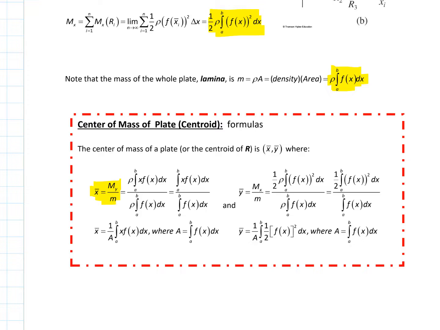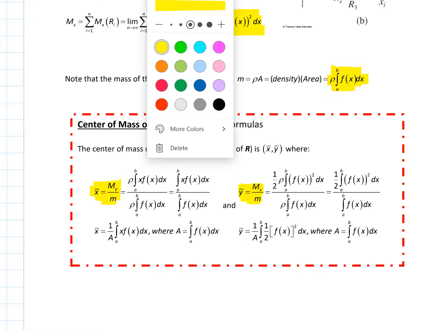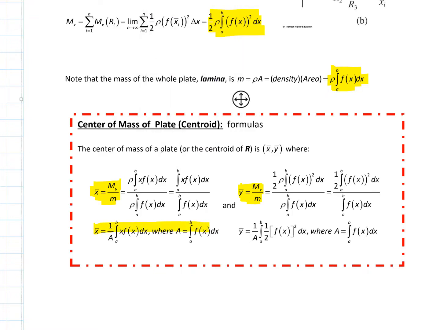And y bar is the moment, the tendency to rotate around the x-axis, divided by the total mass, M sub x over m. And we get a similar simplification. The densities cancel, and we get 1/2 integral from a to b of f of x squared dx divided by the integral from a to b of f of x. So those two formulas simplify down to these pieces right here.